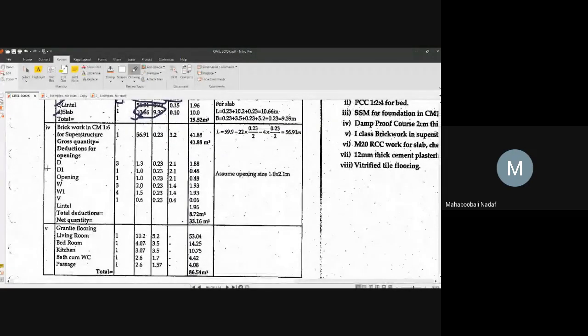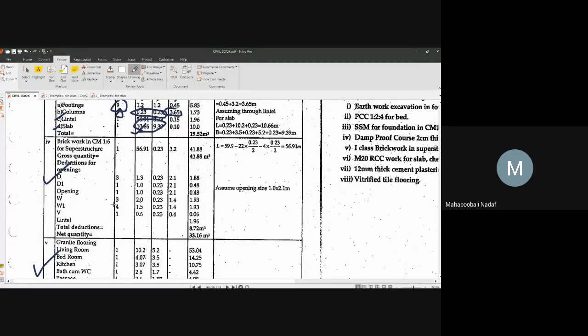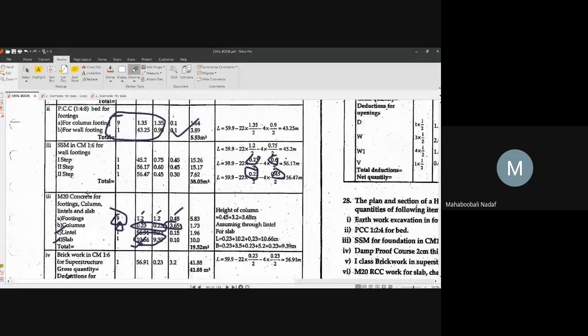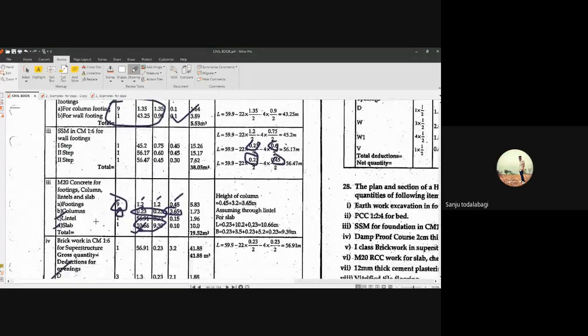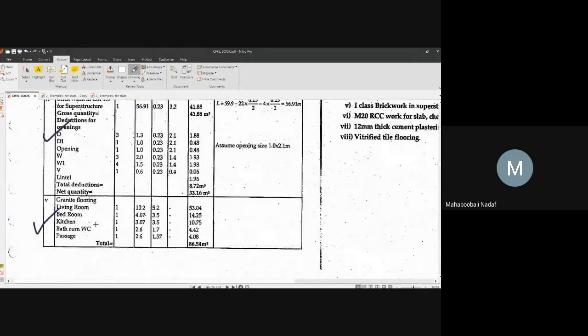These items we have already calculated in other examples, correct? Only here, the excavation, RCC, stone masonry were confusing. For the other things above the ground level, there should not be confusion. Yes or no? Yes, sir. So you can do it as a practice.